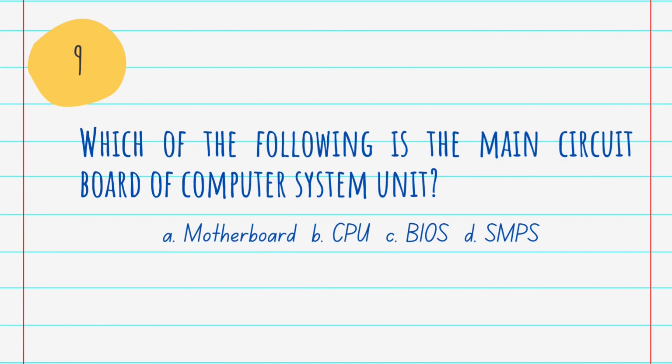Question number 9. Which of the following is the main circuit board of the computer system unit? A. Motherboard, B. CPU, C. BIOS, D. SMPS. And the answer is A. Motherboard. Motherboard is the main circuit board of the computer system unit.